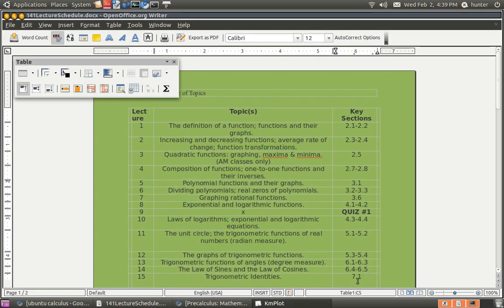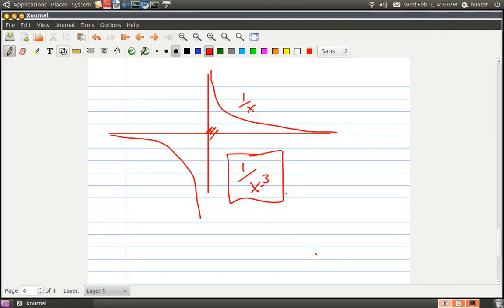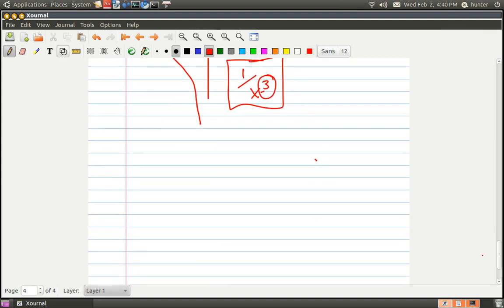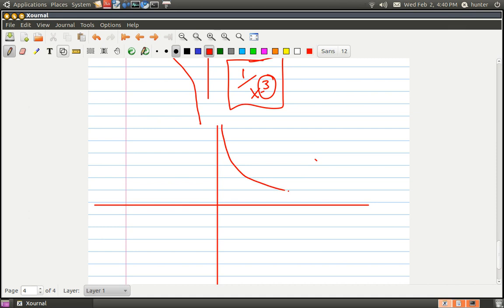Alright, so why do I keep putting in odd things? When I went to the next thing in this family, I went to 3, I didn't go to 2, and that's because when the powers are even, the shape looks a little bit different. So when the powers are even, it looks like this. So this is what 1 over x squared looks like.